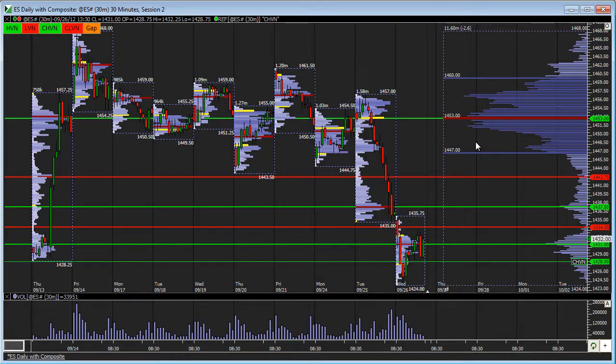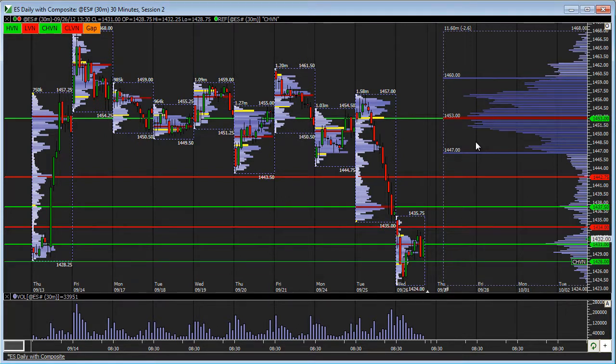We got rejection at 1456.75. There was a shift in the perception of value, and once price started heading lower, then all the short-term buyers that were building their positions in the 1443.5 to 1456 range actually started getting stopped out, and that resulted in more liquidation, more short sellers piling on and driving price lower.